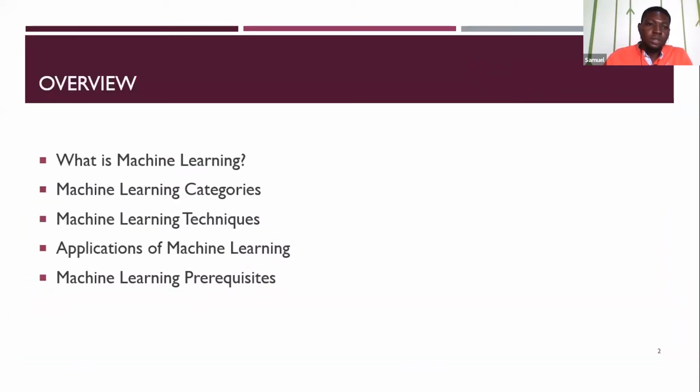This is a quick overview of what we'll be looking at: machine learning, the categories of machine learning and some of the techniques used. We'll have a few examples of the application of machine learning. And if you want to learn how to do machine learning, I have a few key points that you need to know, the prerequisites of doing machine learning.